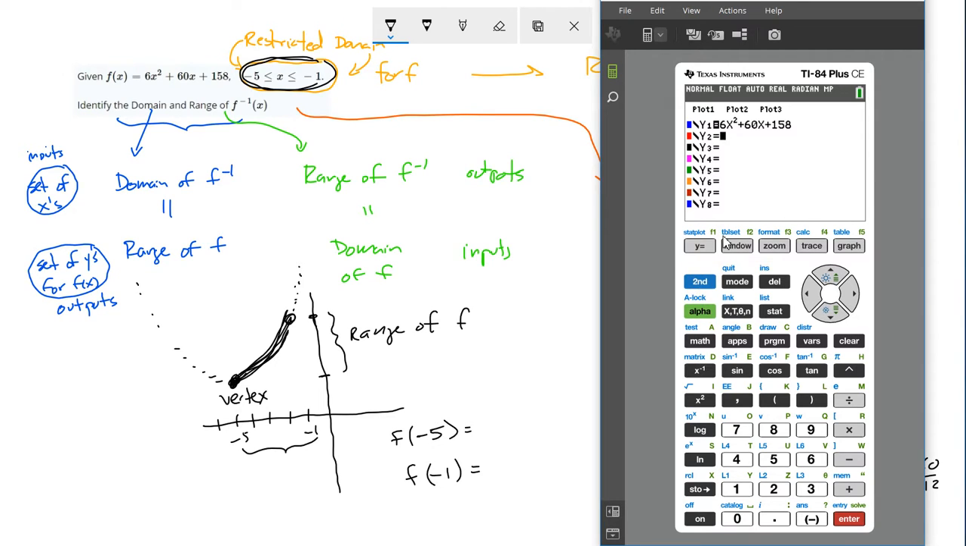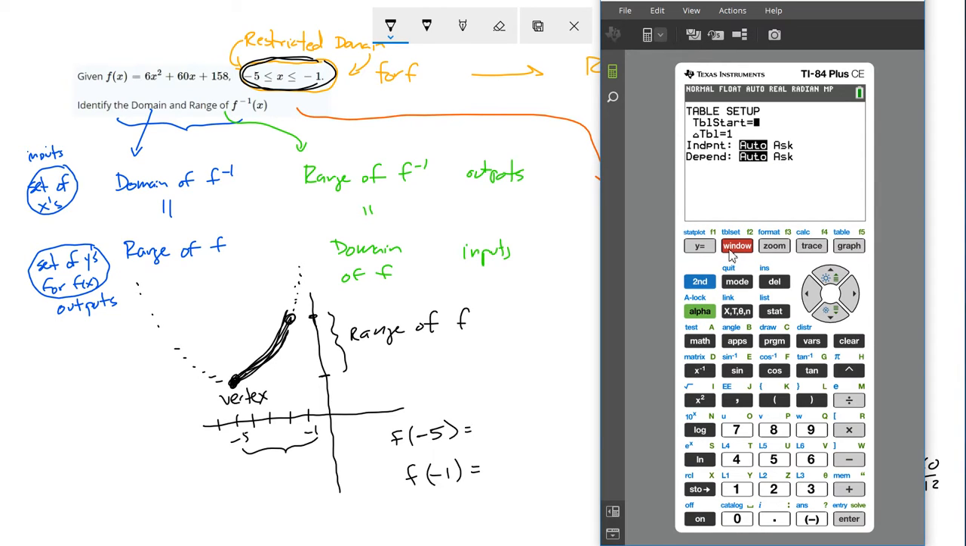So first I'm going to go to table set, make sure my table is set up correctly. So I'm going to hit second function. Right above window is table set. And I want to have this is what's called a standard table, starting at 0. Delta table means how much do you jump, like what does the x change by every row from row to row. Usually we set that at 1. And we leave the independent and dependent both on auto. That means that the calculator will set up the table for us. We don't have to type in the x's if we don't want to.